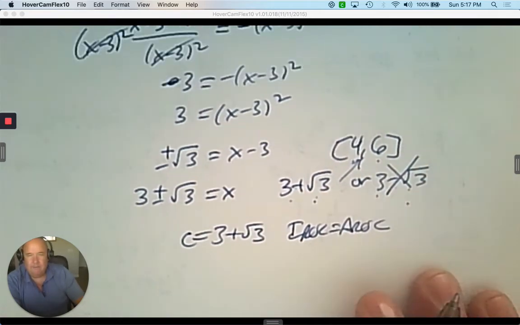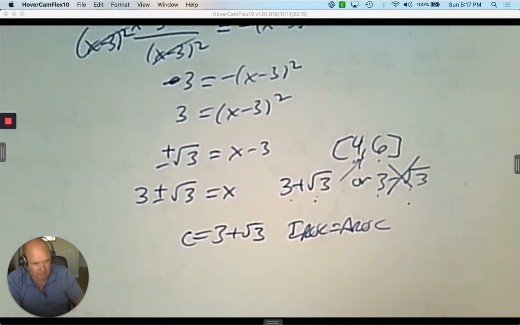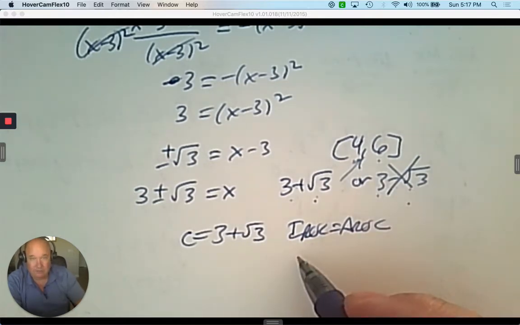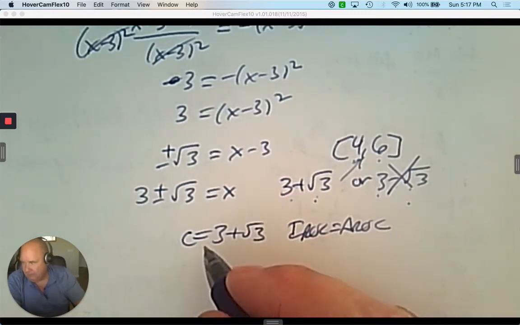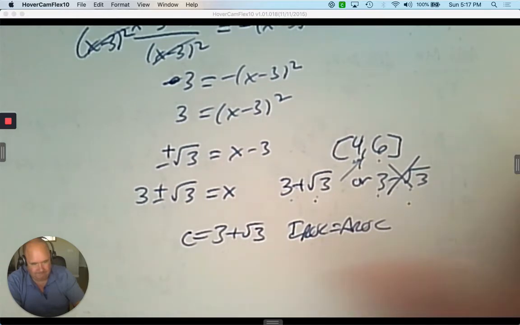So the mean value theorem says that the average rate of change has to equal the instantaneous rate of change at least at one x value, maybe more. In this case, there's only one, and it's exactly at 3 plus root 3. All right, number 11. One more of those, AROC equals IROC.